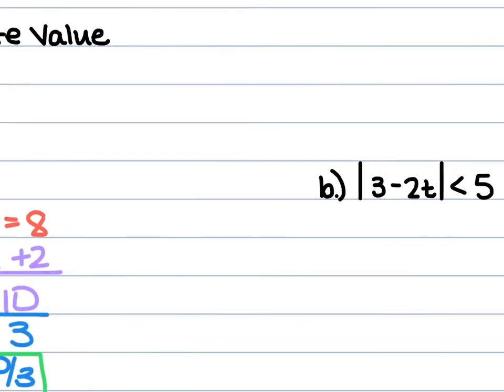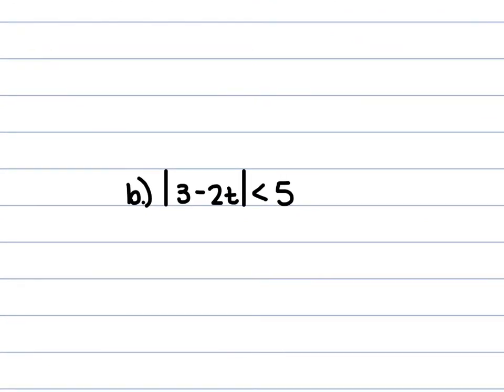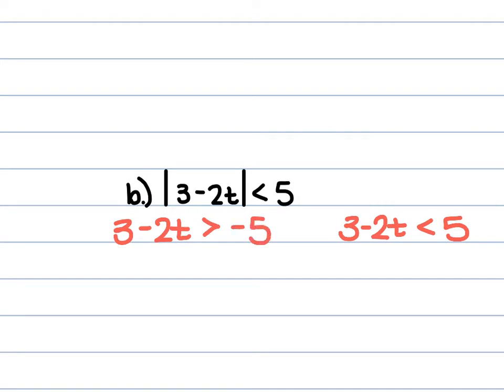If we look at our next example, example B, we're now dealing with an inequality. Remember, when you divide or multiply each side of an inequality by a negative, you switch the sign. So when you rewrite this to be two separate inequalities, you're going to have the one that they give you without the absolute value bars, as well as the one that they give you with the opposite sign and a negative answer. Okay, so for B, they give us the absolute value of 3 minus 2t is less than 5.